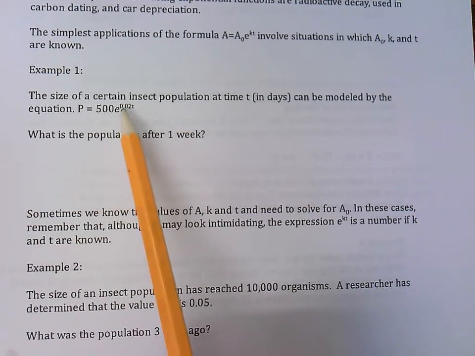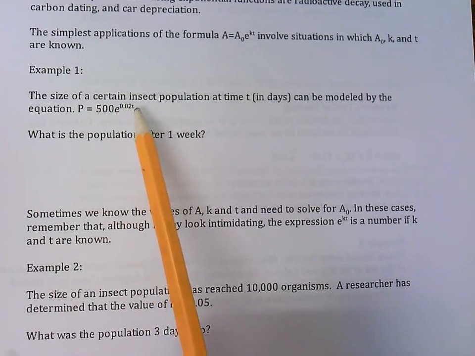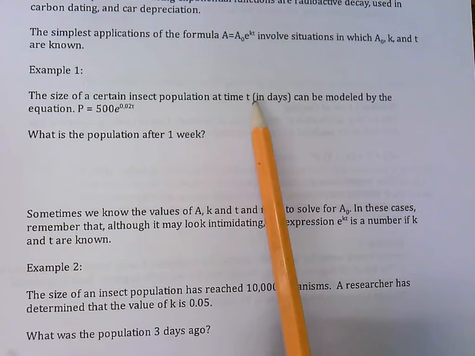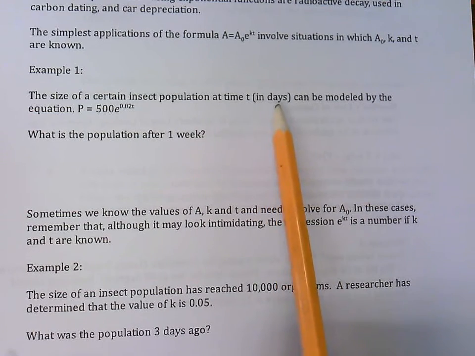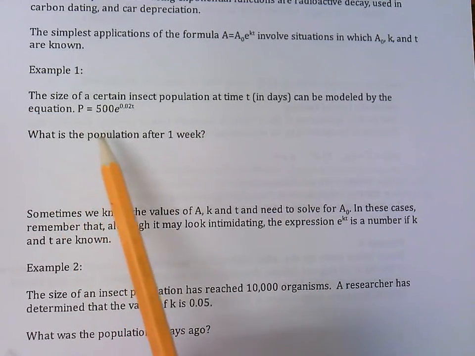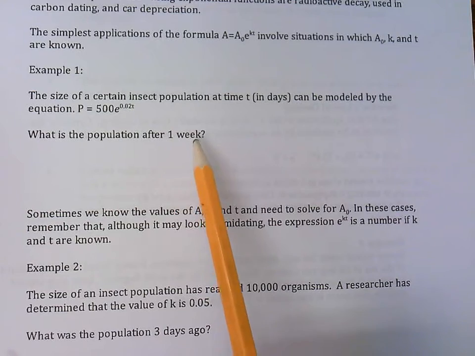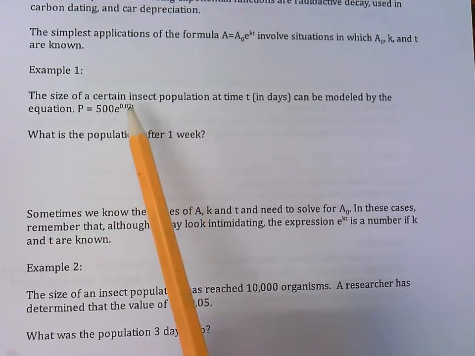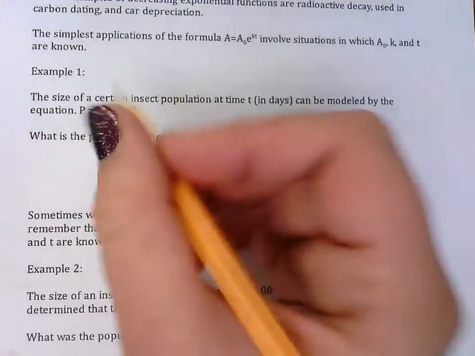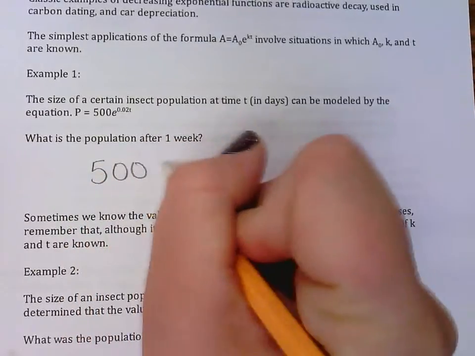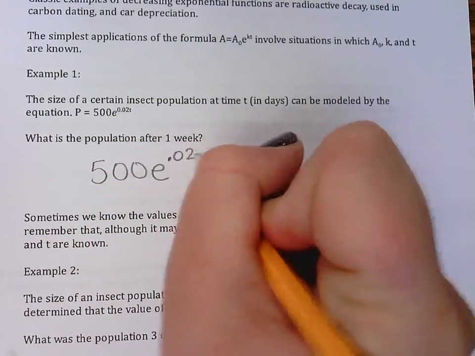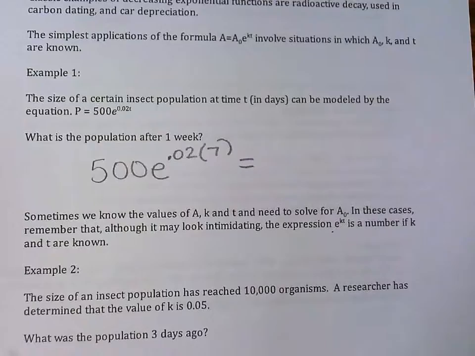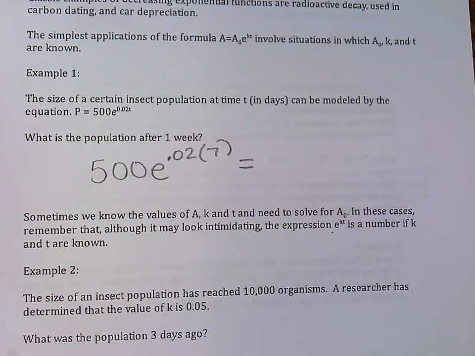0.02 is the growth rate. I'm going to plug in T. Now T says it's in days. What am I going to plug in if the population has been 1 week of time? Just 7. So you're just plugging in a number into this equation. So 500 e to the 0.02 times 7 days will give you the new population of the insects.